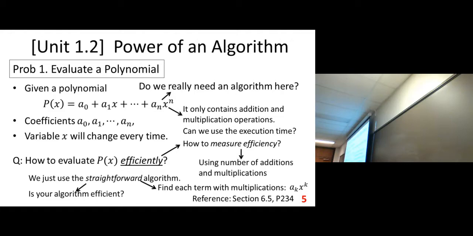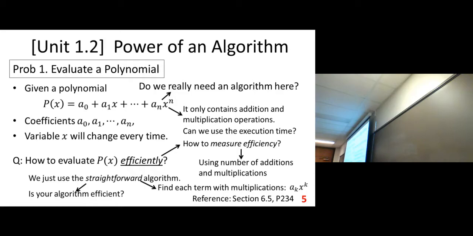So we use the number of additions and multiplications. Two operations, additions and multiplications. But if you compare these two operations, you can see multiplications are more important than additions here because they are much slower, right? Multiplications are much slower than addition. Do you have that idea?